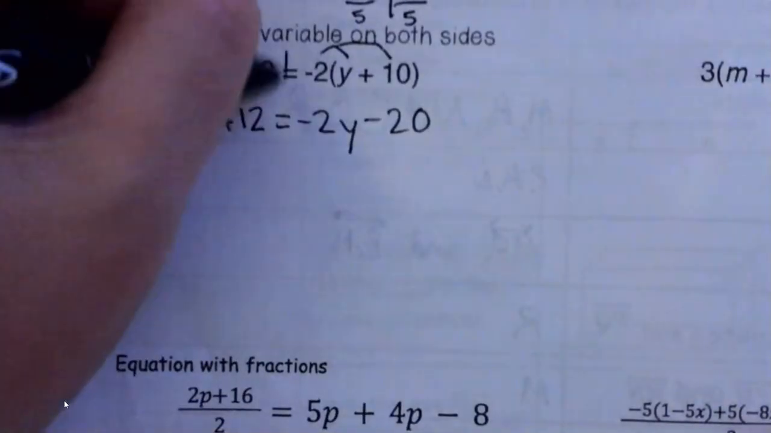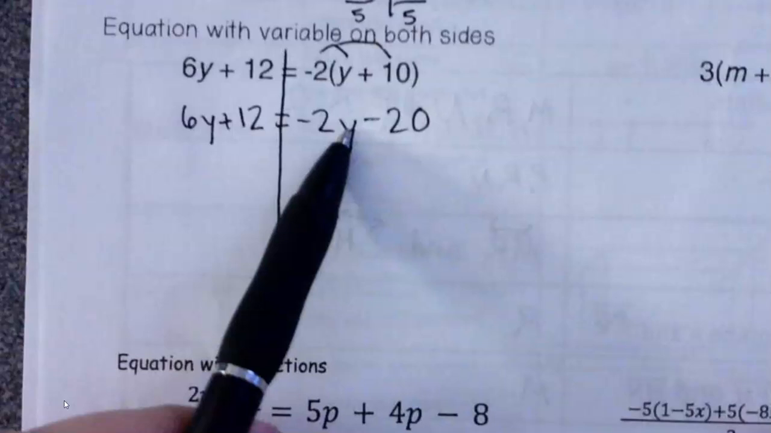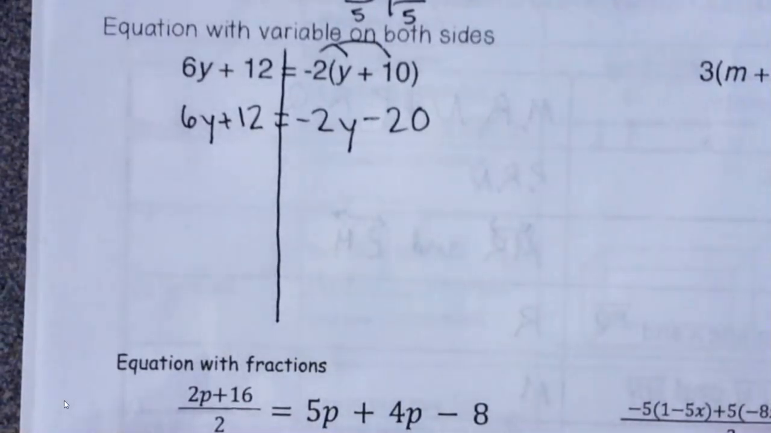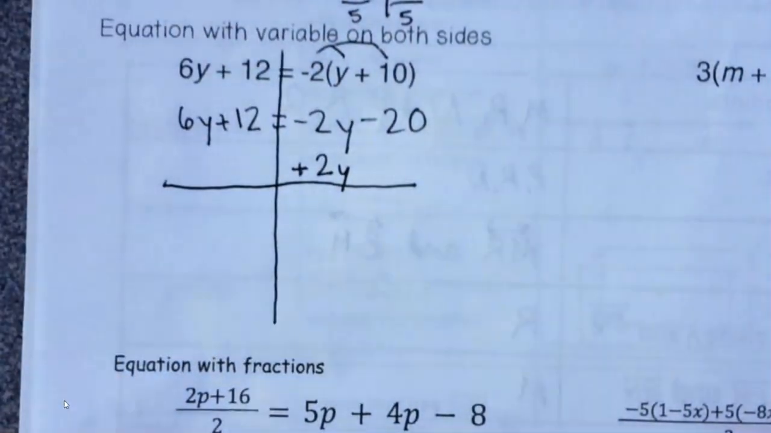And now these have variables on both sides. So it's up to you how you want to solve these. I personally like my variable to be positive, and so I like to just see if I can make it positive. And if I can, that's what I end up doing. So I'm going to add 2y on both sides. If you solve this a different way and get the same answer, that's fine.